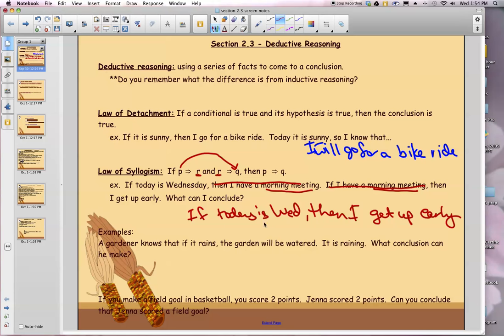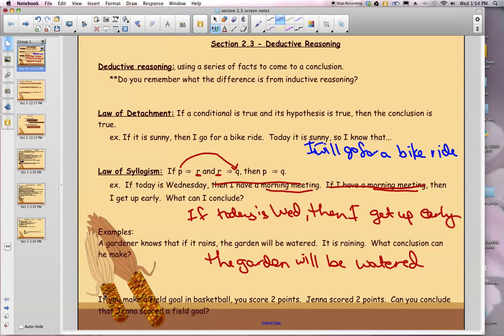All right. So let's look at some example problems of how we're going to be using these laws. A gardener knows that if it rains, then the garden will be watered. True statement. It's raining. So what conclusion can he make? That the garden will be watered. And which one of the laws did he use? He used the law of detachment because there was a true statement and the hypothesis of that statement was true, therefore the conclusion would have to be true.